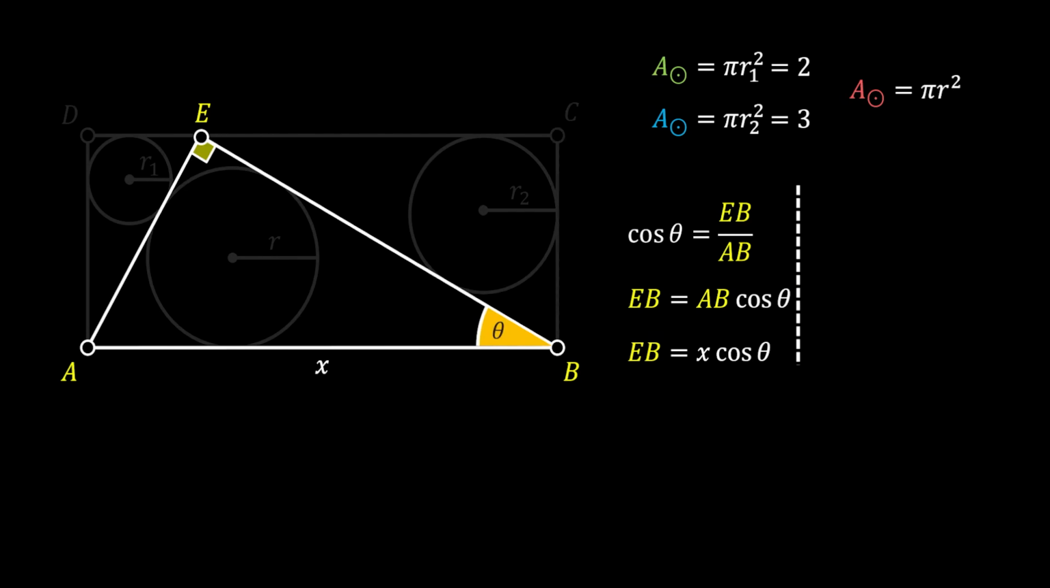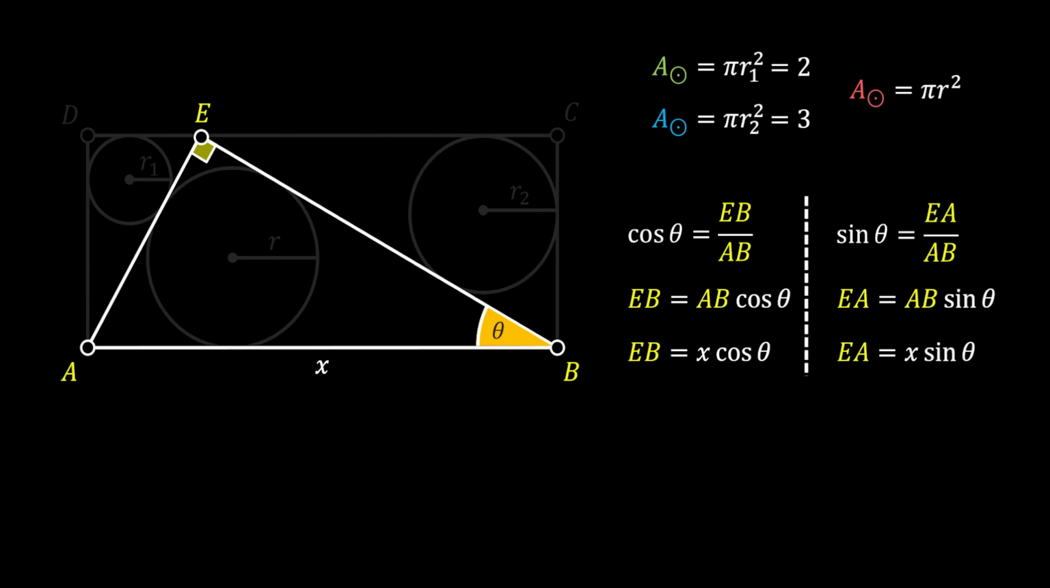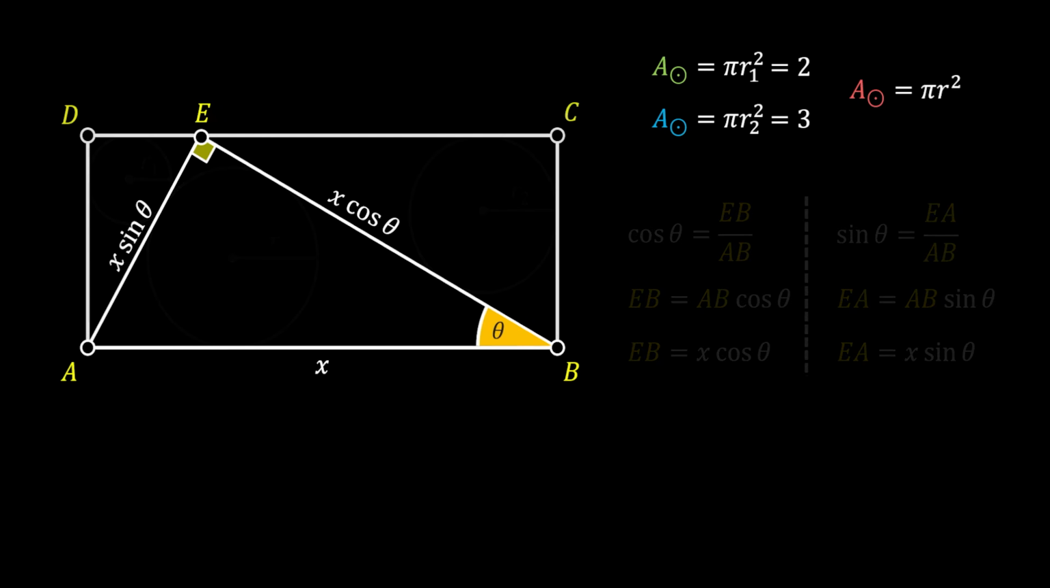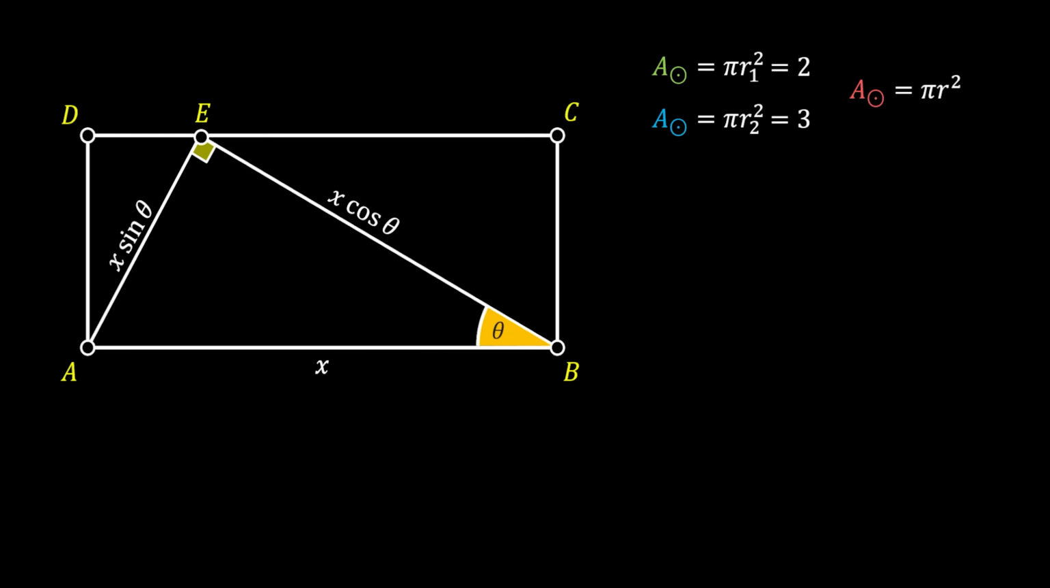Now, correspondingly, we can do the same for sine theta, but this time the sine will be equal to the other leg EA over the hypotenuse AB. So we can write this down in terms of EA, and if we substitute the value of x for AB, we will get that the other leg EA must have the length of x times sine theta. And let's implement those values into our sketch. Now, let's clear this image and take a look at what we have.